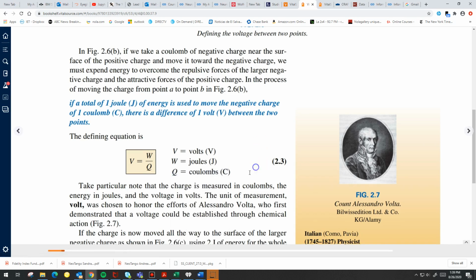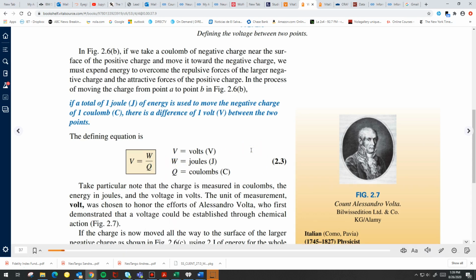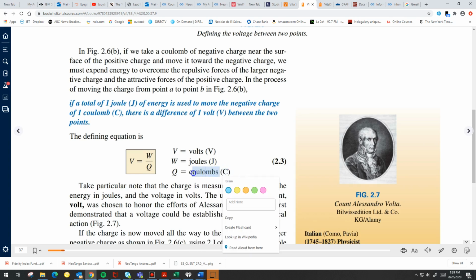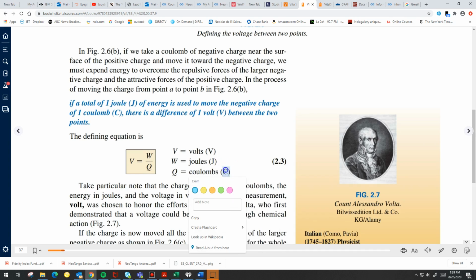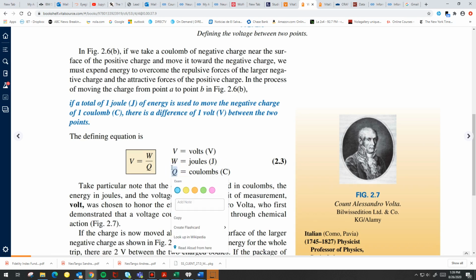So again, in this expression, Q represents charge. Charge means a group of electrons, okay? Whatever that number is, it's just a large group of electrons. That's what we call charge. The units of charge are coulombs, and we use capital C to represent the units of charge, then we use Q to represent charge itself, okay?